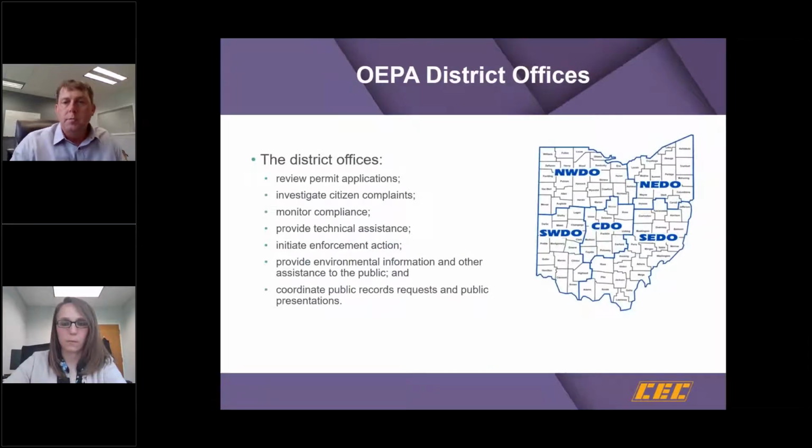And here's a map. If nobody's seen it, this is how the state breaks up their air quality districts. Obviously, we're in Northeast Ohio. The Northeast District office, I want to say it's in Twinsburg. Sarah, is that where it's at? Yep. Yeah, it's in Twinsburg.